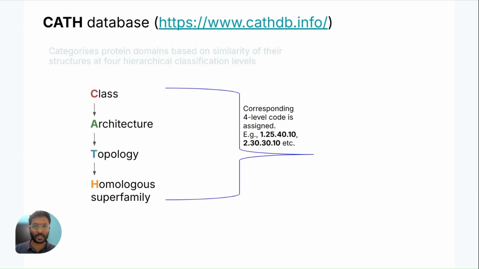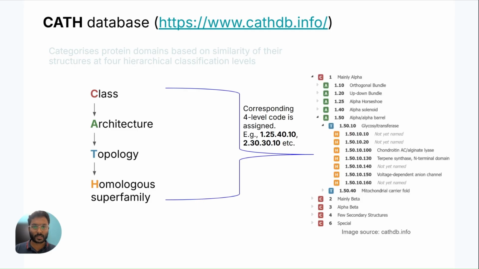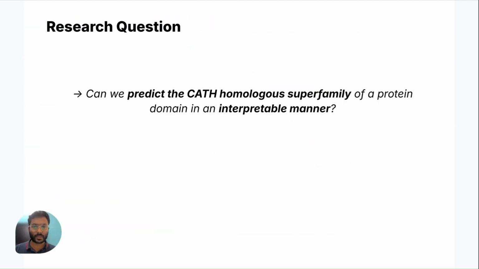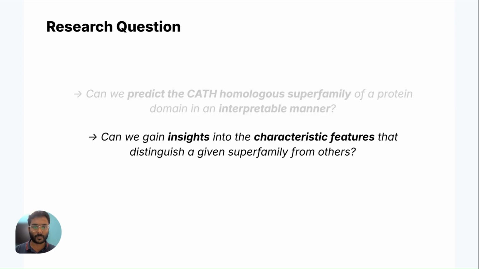Based on this hierarchy, it assigns a corresponding four-level code to each domain. Some are illustrated in this image. More than 500,000 domain structures are classified into around 6,600 homologous superfamilies in CATH. In this work, we ask, can we predict the CATH homologous superfamily of a protein domain in an interpretable manner? Can we gain insights into the characteristic features that distinguish a given superfamily from others?